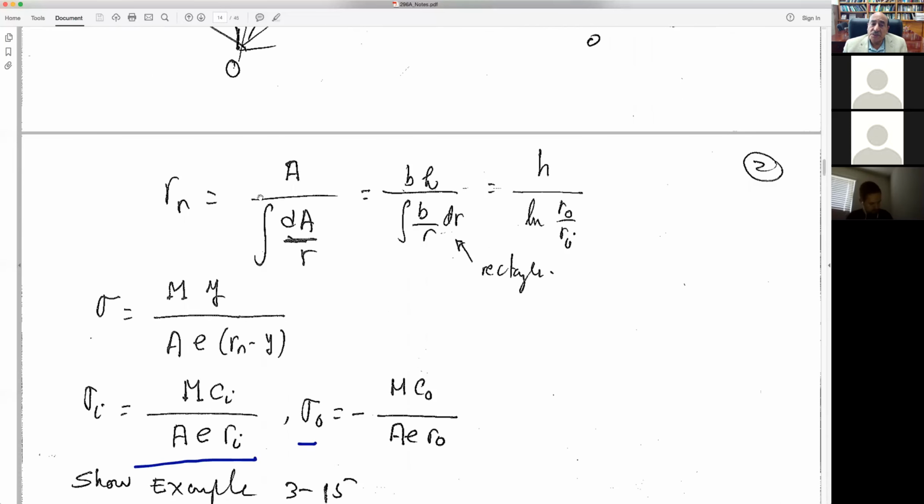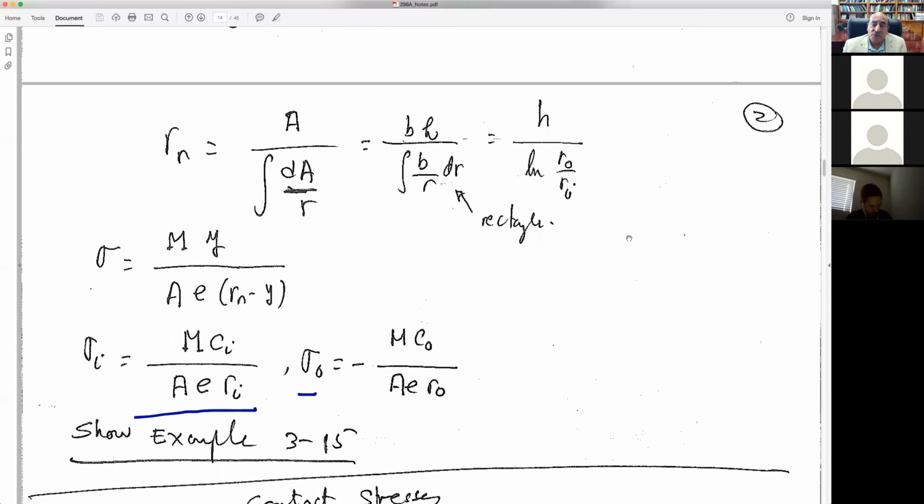So the first job is the geometry. The neutral radius is A divided by the integral of dA over r. Luckily, if we're lucky, the cross section is rectangular. Then the area is b times h, and the integration is pretty simple. You get h over ln of Ro over Ri. If the cross section is not rectangular, don't worry, there's a formula, because we're not really here to evaluate integrals, but there's a formula that we can use for a particular cross section. But for all practical purposes, we usually use a rectangular cross section for demonstrations.